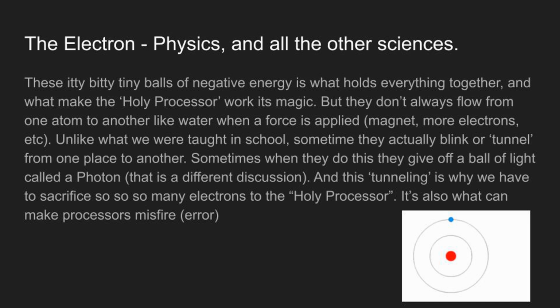These itty-bitty tiny balls of negative energy are what holds everything together and what makes the Holy Processor work. It's magic. But they don't always flow from one atom to another like water. When a force is applied, magnetic, more electrons, etc. Unlike what we were taught in school, sometimes they blink or tunnel from one place to another. Sometimes when they do this, they give off a ball of light called a photon. That's a discussion for a different time. And in this tunneling is why the sacrifice of so many electrons to the Holy Processor is necessary, and it also can make the Holy Processor misfire and cause an error.